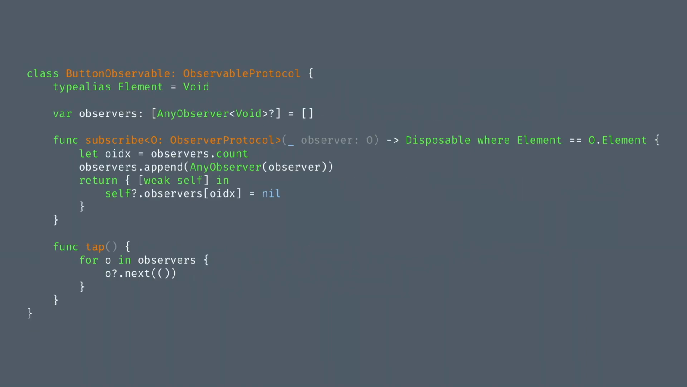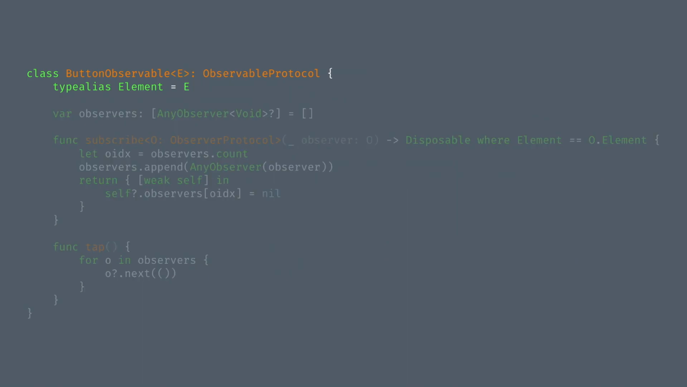We can make it a bit more generic to arrive at what actually is being used in Rx. We can make this generic to the type. Not just taps, not just voids, but anything. It can be ints, rows, name it. That means that the tap method needs to change. We need to give it an element. And this looks very much like a method that we've already seen earlier. But back then it was called next. Maybe let's just call it next.